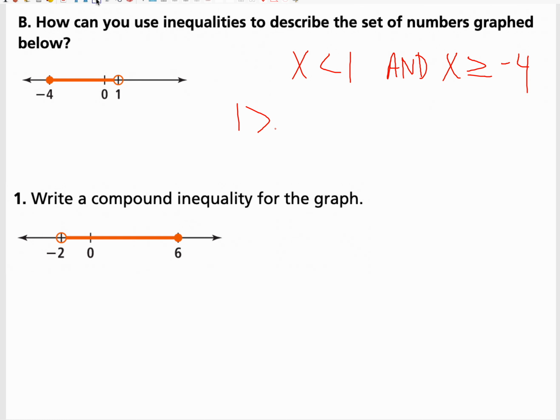But with and inequalities, we can also write those in one statement. So if we do -4 is less than or equal to X, and then X is less than 1, okay? That's a way to write it. This is still an and inequality, and we can write it that way in just one statement. We don't even need the conjunction. We're smart today.